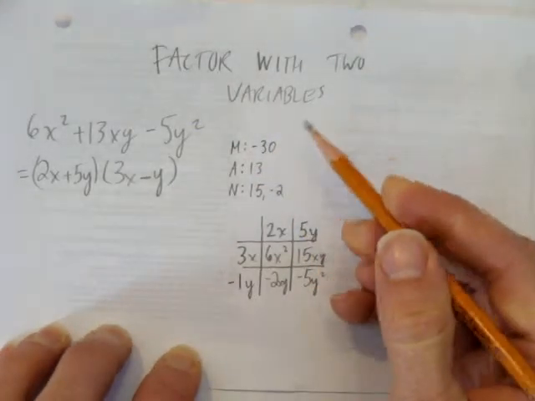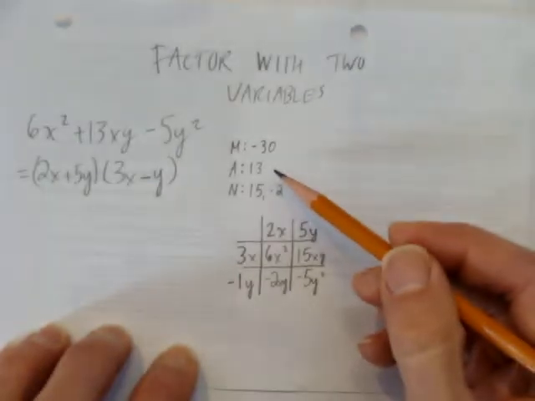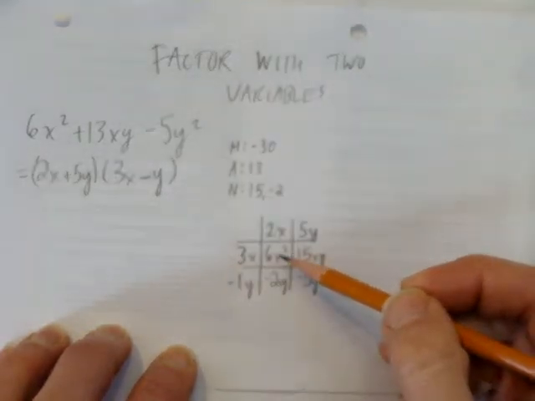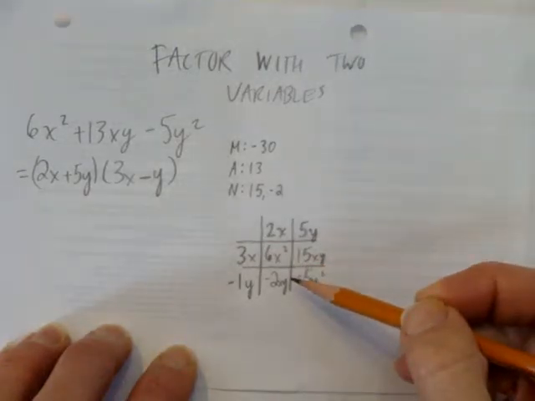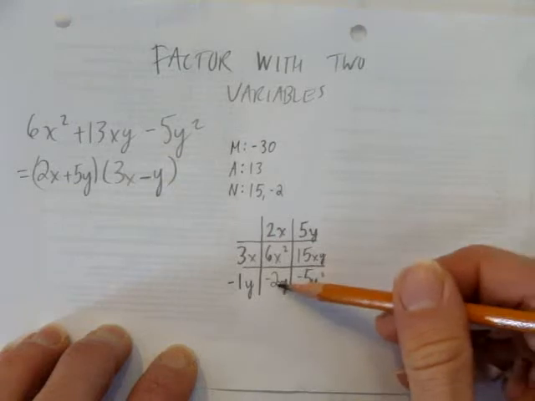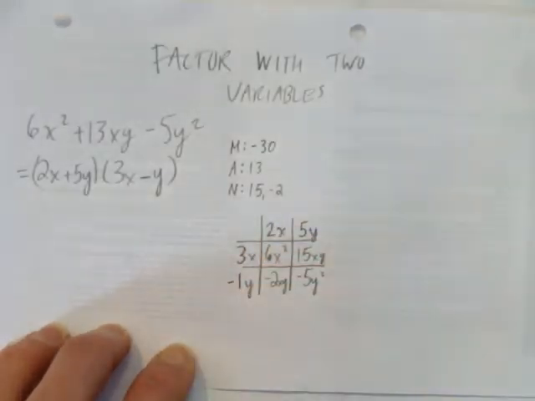So how did we factor with two variables? The same way we would with any other factoring question. We do the MAN, and then we do either chart or decomposition, and we just use the fact that since there are two variables, there are xy's here, and we factor accordingly. The question isn't really that much harder.